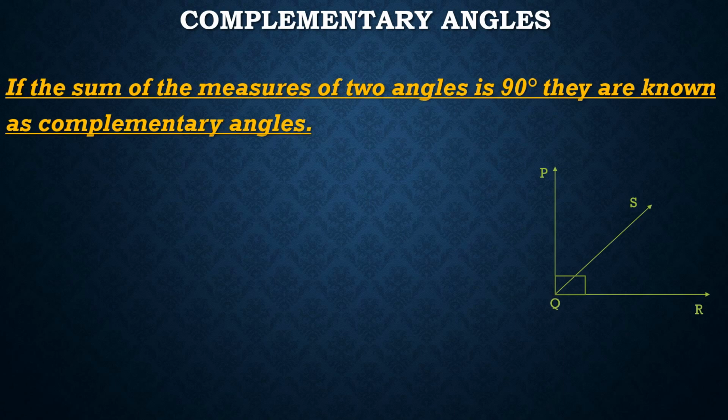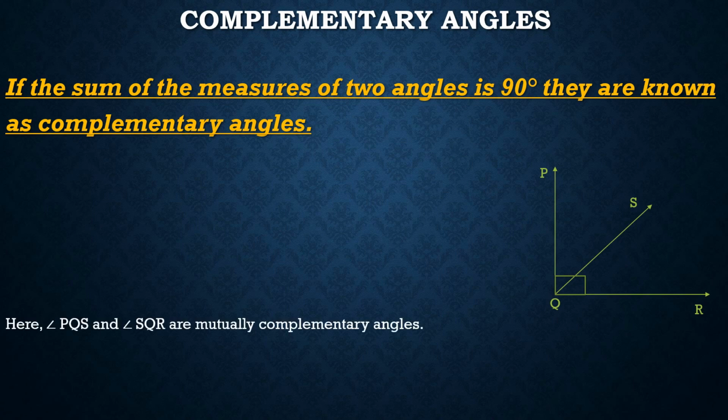If the sum of the measures of two angles is 90 degrees, then they are known as complementary angles. Here, angle PQS and angle SQR are mutually complementary angles because the sum of their measures is 90 degrees. That is, angle PQS plus angle SQR is equal to 90 degrees. Hence, angle PQS and angle SQR are said to be complementary angles.